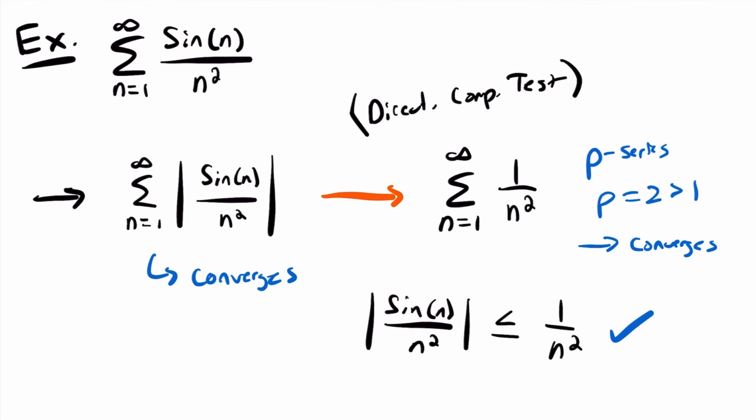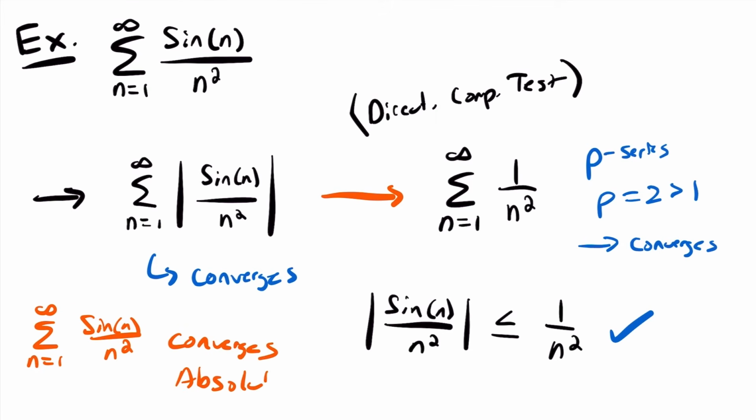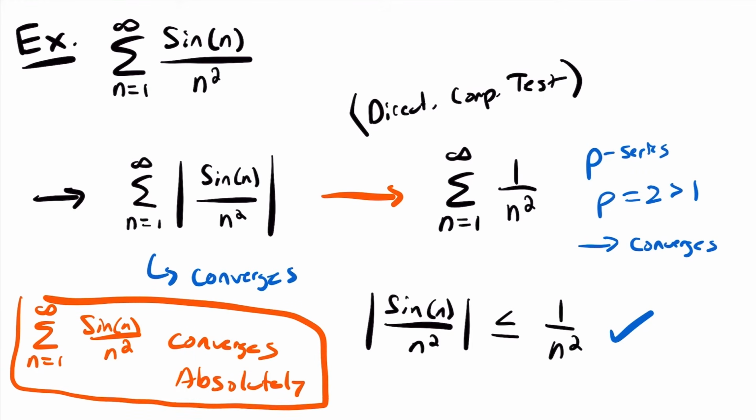And since the series where we have the absolute value of a sub n from the original series converges, then we know that this original series is absolutely convergent. All right, and so that is going to be our final solution. We will say that the sum from n equals 1 to infinity of sine of n divided by n squared converges absolutely. All right, that is the final conclusion for this example.